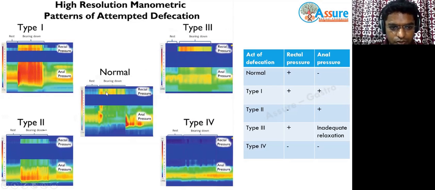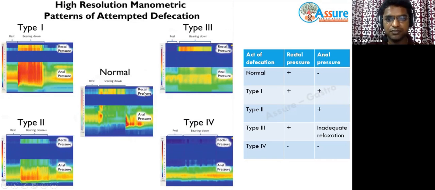Whenever stool enters, you ask the patient to exert pressure, or simulate the act of defecation. So he increases the pressure in the rectum. Once the rectal pressure is increased, or when he bears down, the anal pressure will come down. This is what is called RAIR. So this is normal, and the stool will be passed if the stool is there. Again, once this act is over, the anal pressure will come back to normal and rectal pressure will reduce.